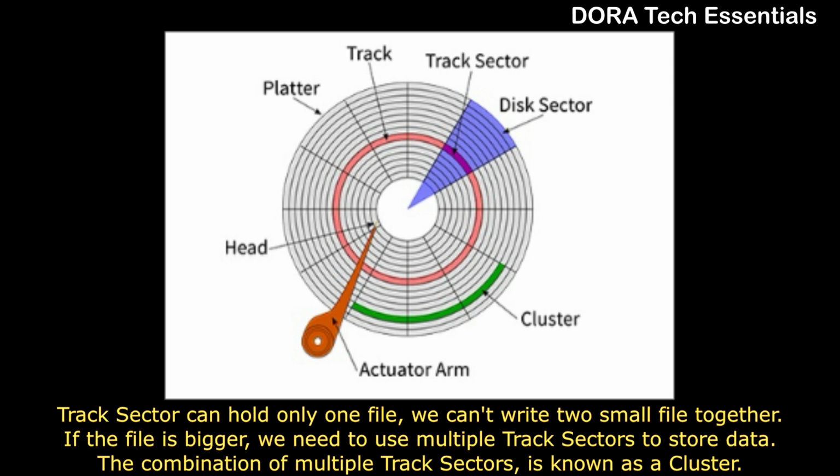A track sector can hold only one file. We can't write two small files together. If the file is bigger, we need to use multiple track sectors to store data. The combination of multiple track sectors is known as a cluster.